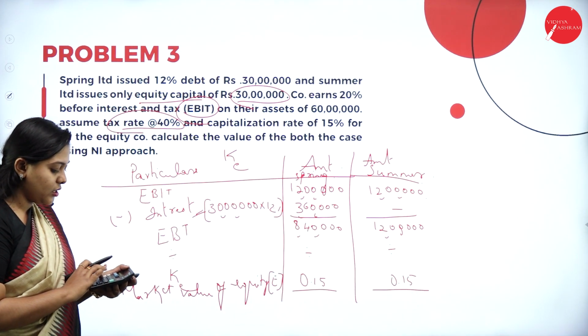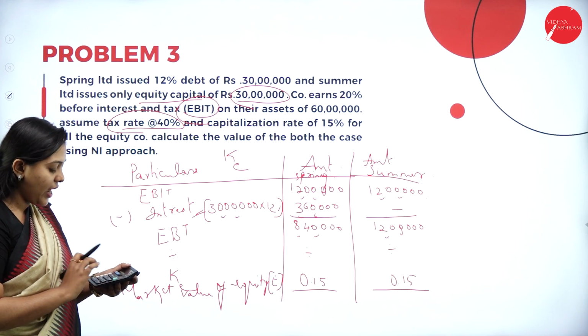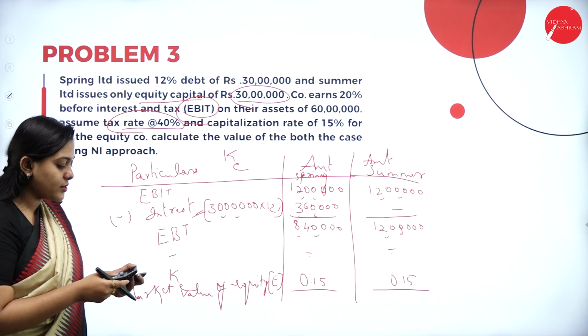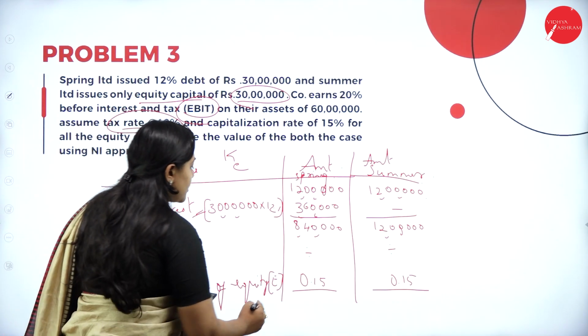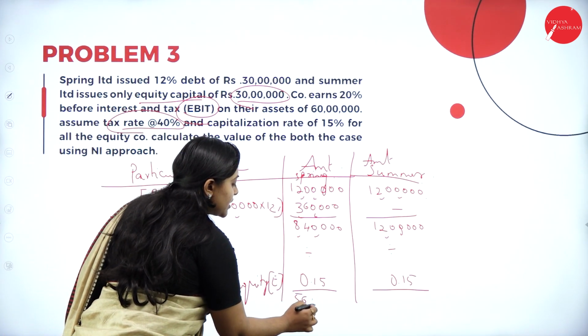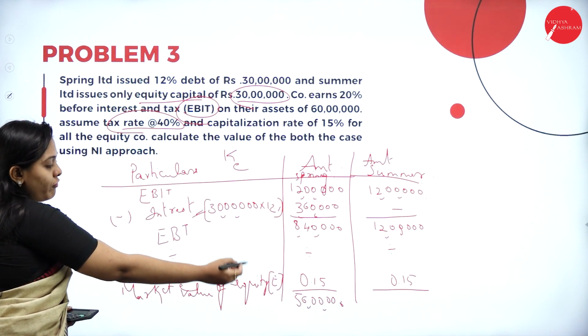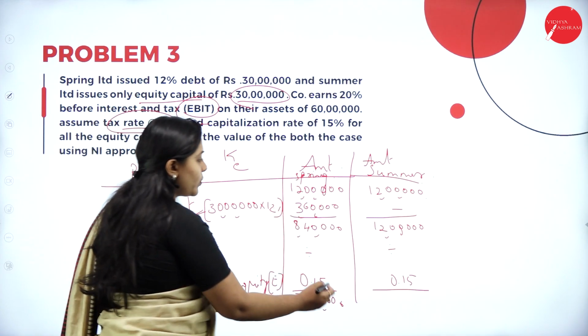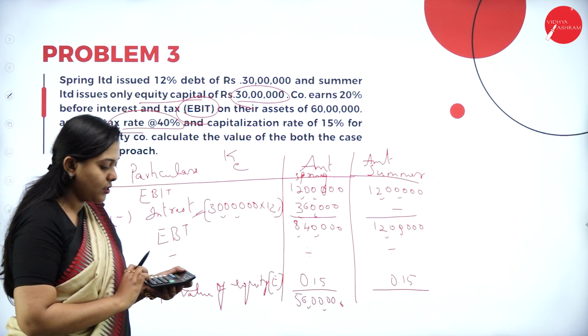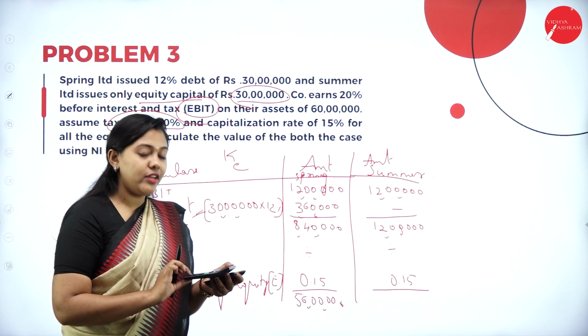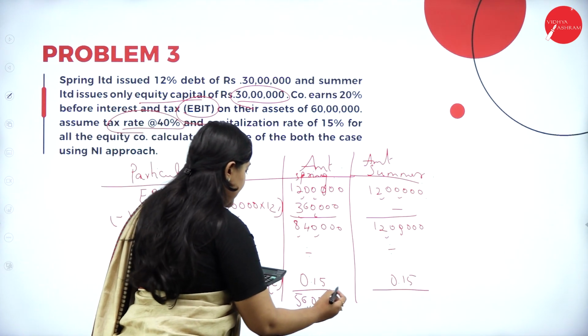So 8,40,000 divided by 0.15, the answer you get is 56 lakh. So what is this 56 lakh? 56 lakh is your market value of equity. So 12 lakh divided by 0.15, you will get 80 lakhs.